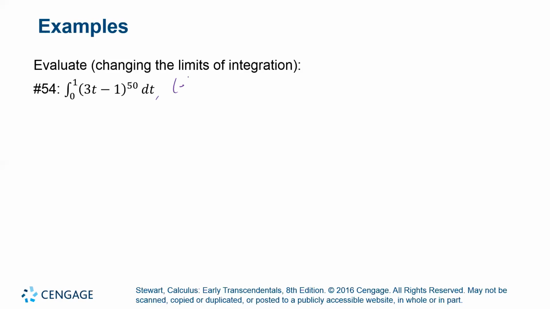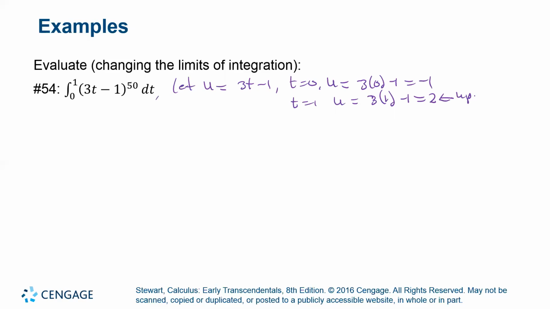So again, I'll let u equal the same 3t minus 1. Now, when t is equal to 0, what is u? It means that u is equal to 3 times 0 minus 1, which is -1. When t is equal to 1, then u is equal to 3 times 1 minus 1, which is 2. So this becomes the upper limit, and that becomes the lower limit.